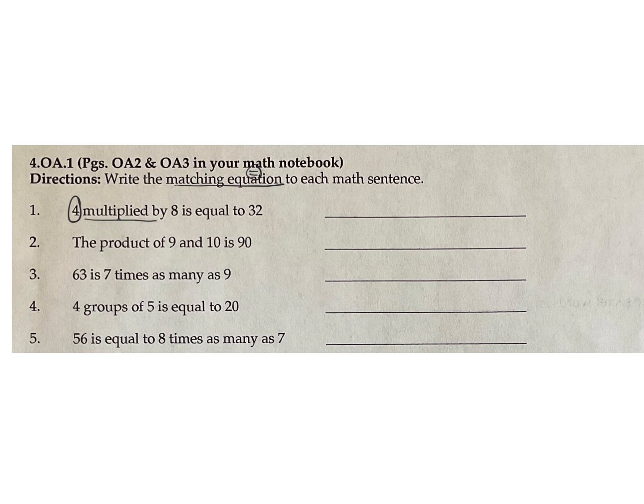4 multiplied by 8, that means 4 times, is equal to 32. Next, the product of means multiply. The product of 9 and 10 is 90. 9 times 10 equals 90. We're keeping the order the same.